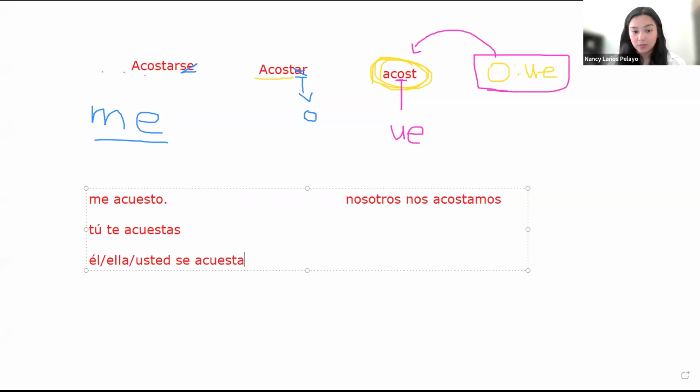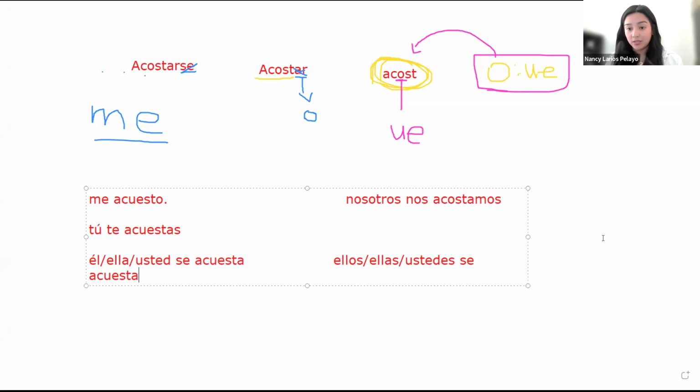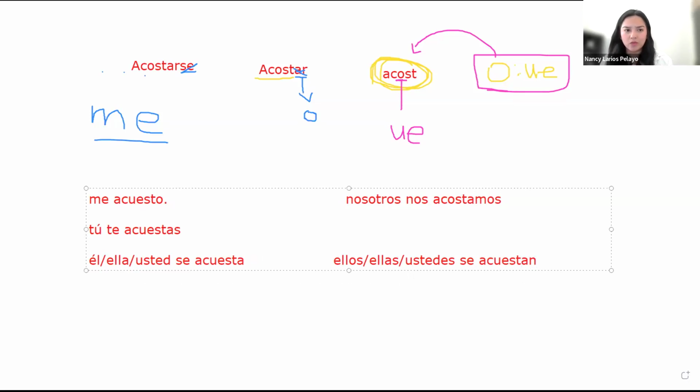So now, ellos, ellas, ustedes, se, remember it's the same reflexive pronoun as the singular. But now, still doing the stem change and adding the an at the end. Do you guys see that? Hopefully you do. So we have stem change, right? Stem change and stem change. Nosotros does not change. And then we still have the regular AR endings. O, as, a, amos, an. So now you have to do an extra step, okay?